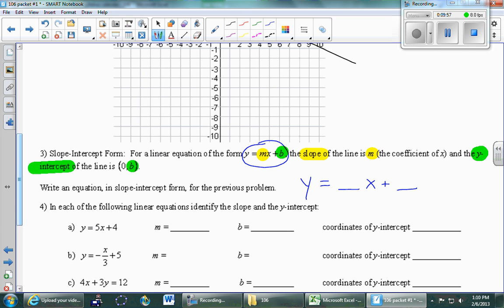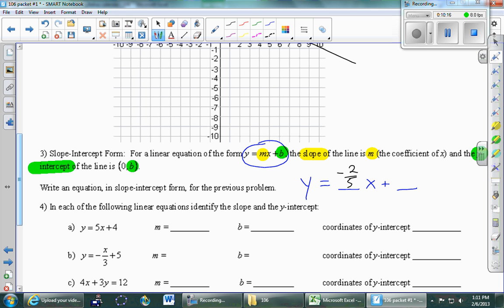Again, m is the slope. Slope was given for this previous line. What was the slope? What number was the slope? It was -2/5. Put the negative upstairs, downstairs, or in front, it makes no difference. I like to put it in front.